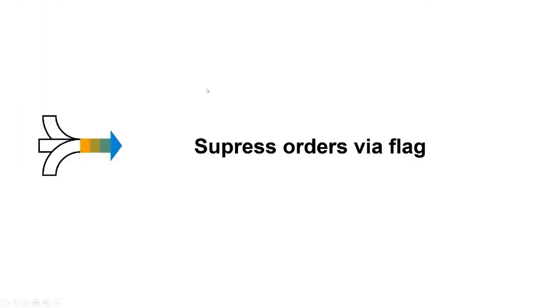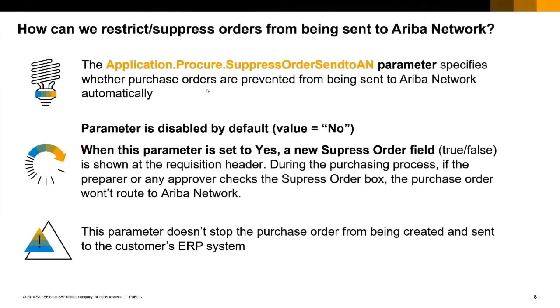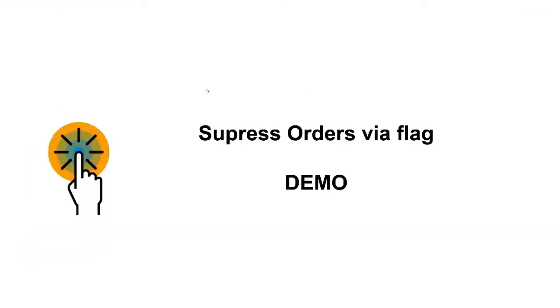After understanding how internal changes behave, let's see how Suppress Order flag works. We can configure the system for having a new Suppress Order field shown at the requisition header that during the purchasing process, a user, preparer, or approver can check for avoiding the PO being sent to Ariba Network regardless the change. This is configured via parameter, which is disabled by default. So in case you're interested, your system administrator can enable it for you. Let's see how it works in the system.